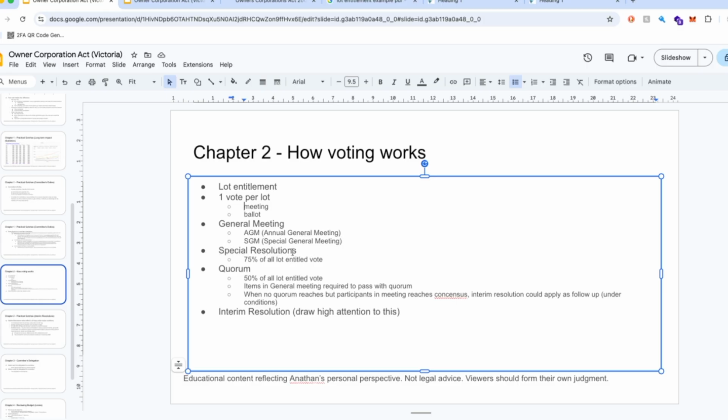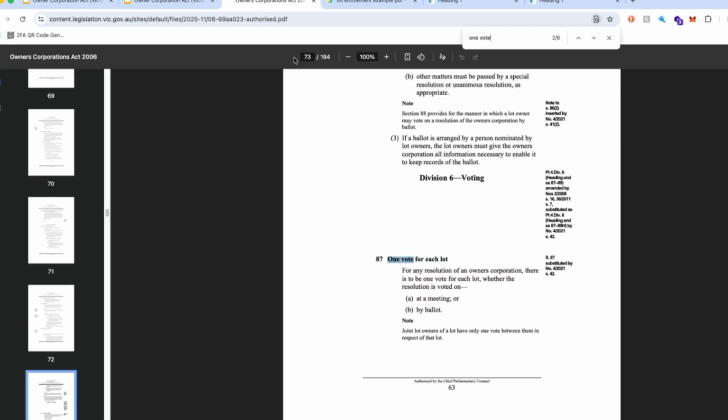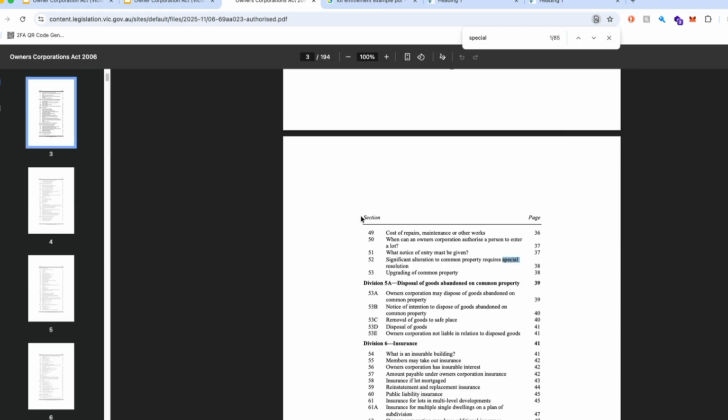Next is special resolution. This one's very special. In the OC Act, there will be a set of items that must require special resolutions to pass, to be compliant with the OC Act. For a special resolution to be compliant, or let's use the word legit, there has to be at least 75% of all lots that voted. Just to show you what this section is.